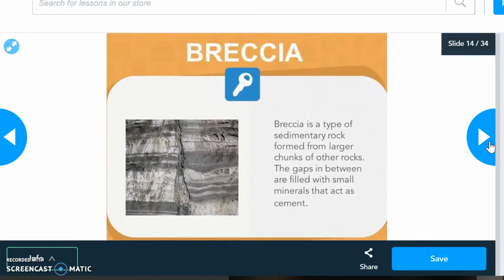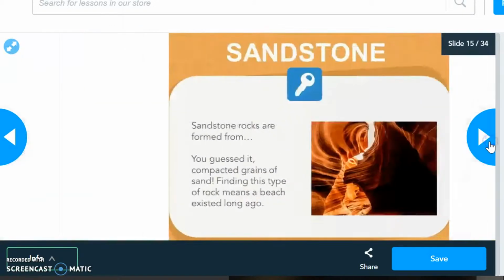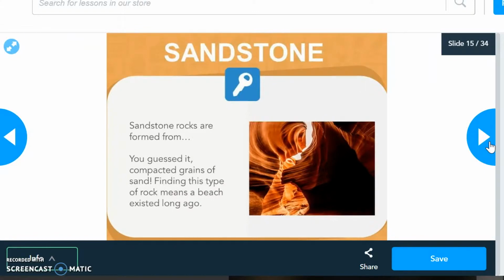We also have breccia, and it is formed from larger chunks of other rocks. And the gaps in between are filled with small minerals that act as cement. And our last rock for sedimentary is sandstone. I think they're probably formed from sand. So they're formed from compacted grains of sand. So I guess from what we've seen so far with these three for sedimentary is that they're all formed from the compaction of different types of rocks or different types of grains.